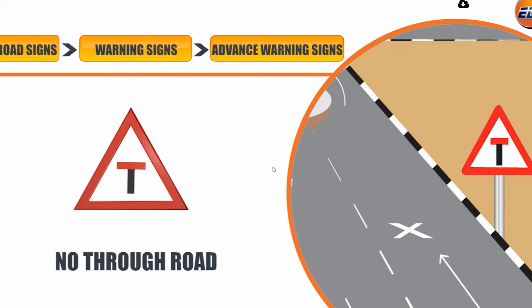No through road. This sign indicates that passage along the street is blocked or prohibited. The no through road sign can be seen at parking areas, construction zones, and industrial areas. The sign is to warn that the road is ending ahead and the motorists must look for an alternative route.